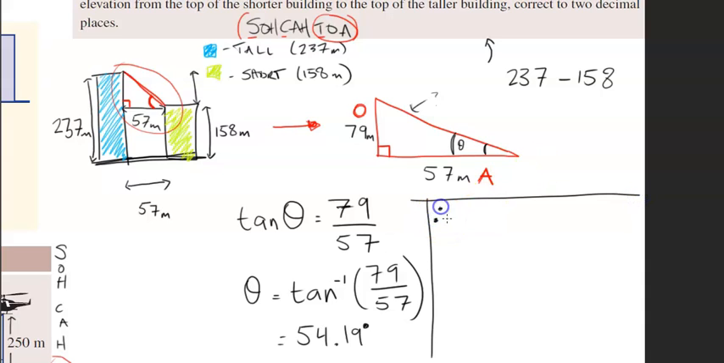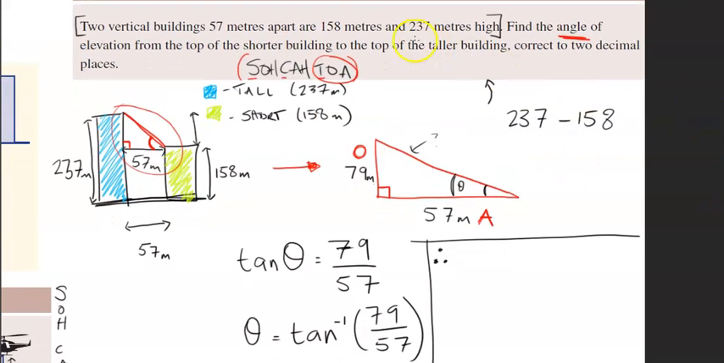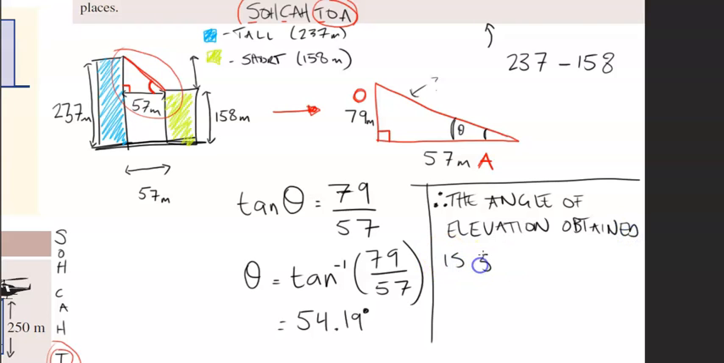So I'm just going to write it out. Therefore, what was it that we're looking for? We are looking for the angle of elevation. We don't need to write the full context from the top of the shortest building to the top of the tallest building. We can just say the angle of elevation obtained is 54.19 degrees. And that's all there is to it.